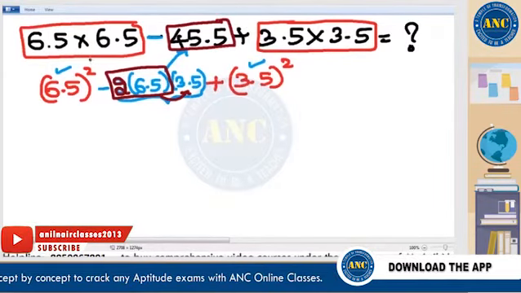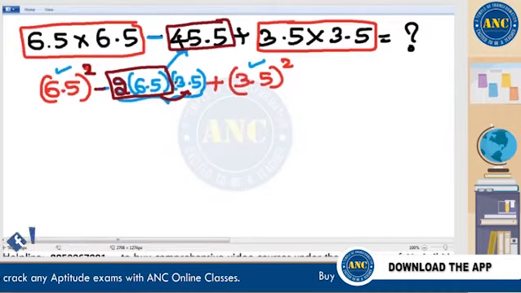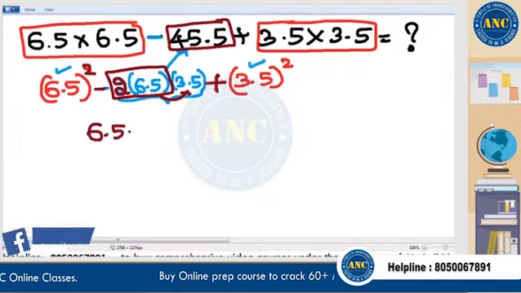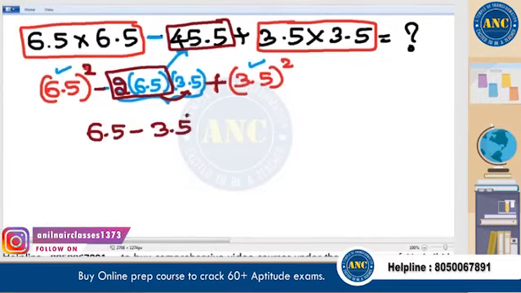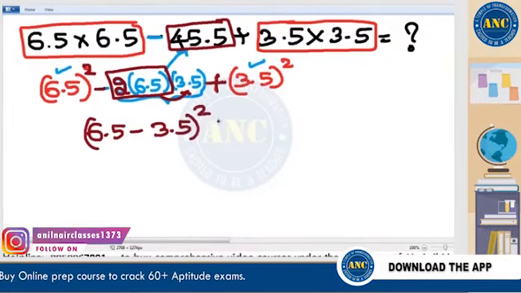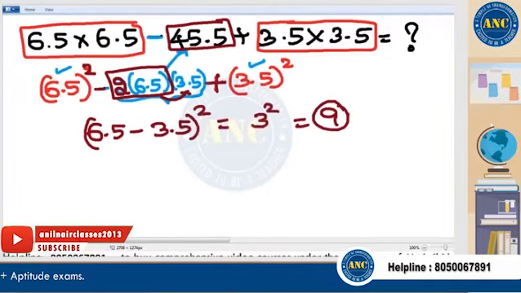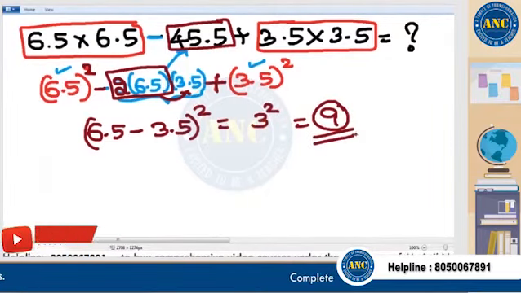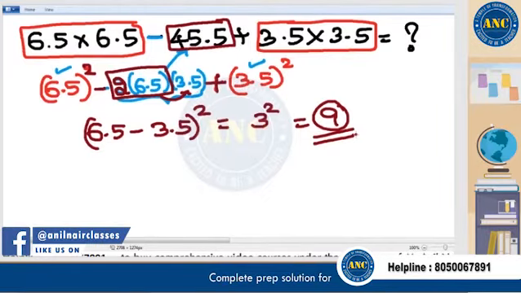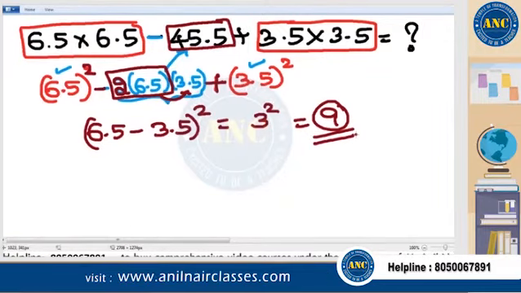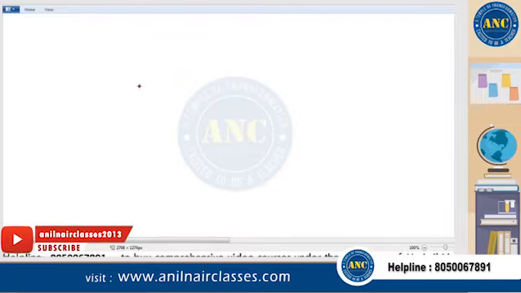So a square minus 2ab plus b square is a minus b whole square. So it is 6.5 minus 3.5 whole square, which is nothing but 3 square, and the value of 3 square is 9. So these kinds of questions are another variety which can be given in your examinations. Most of the time they will not give such easy questions, but we will understand easy questions initially.